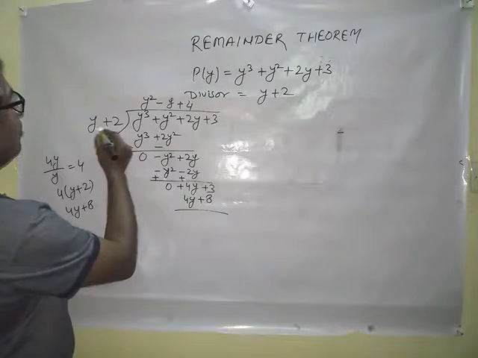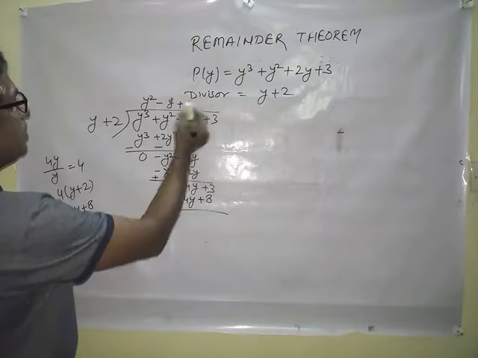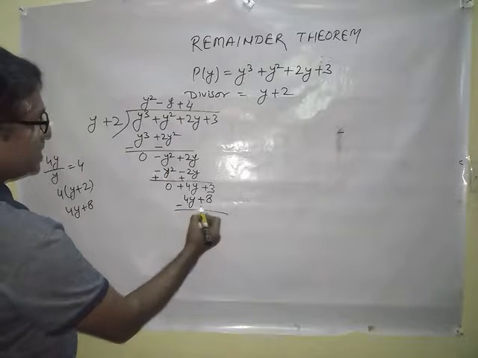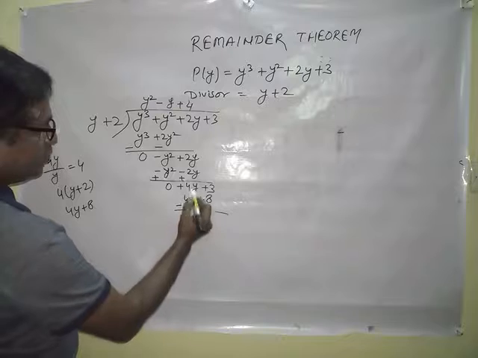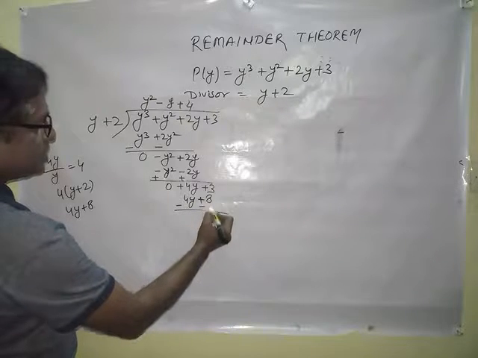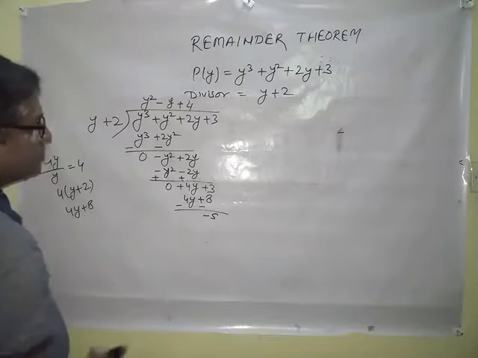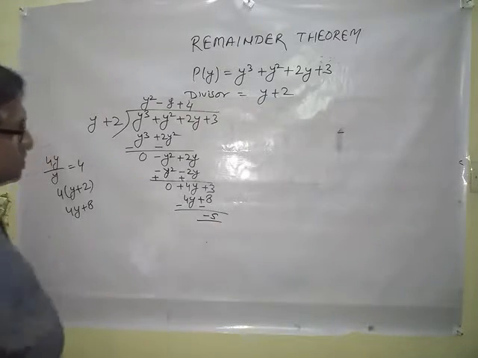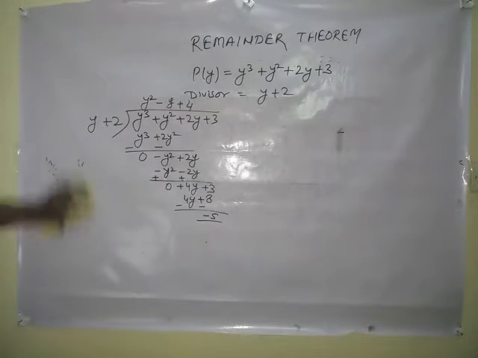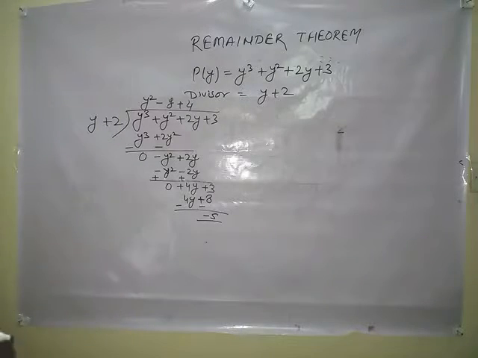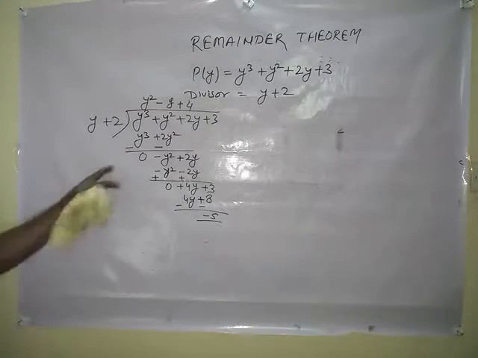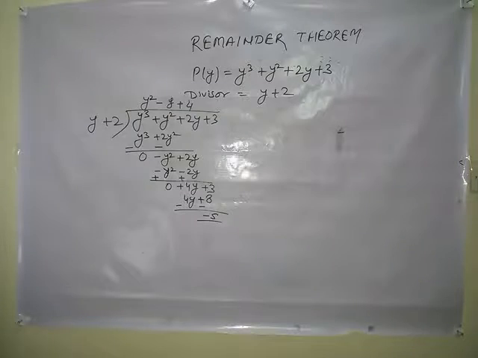If you are subtracting this from the dividend, the signs will get changed. 4y will get cancelled. Plus 3 minus 8 will be minus 5. So that is the remainder here. This is a long method. I have explained it once again so that you have the basics clear.